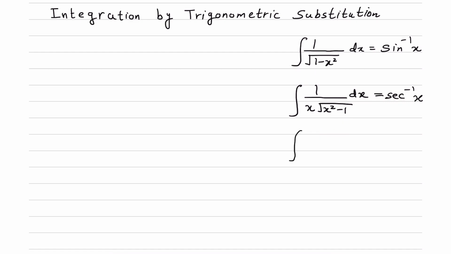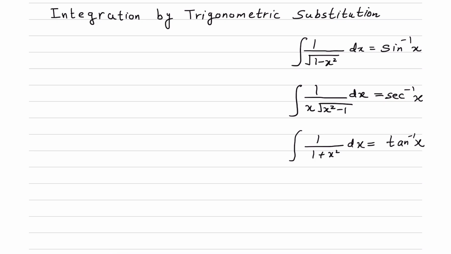Now look at the third formula. If you have the integral of 1 over 1 plus x squared dx, this is equal to tan inverse x. Now remember that if the integral does not involve any square root and there is something like a constant plus variable squared, then this is related with tan.